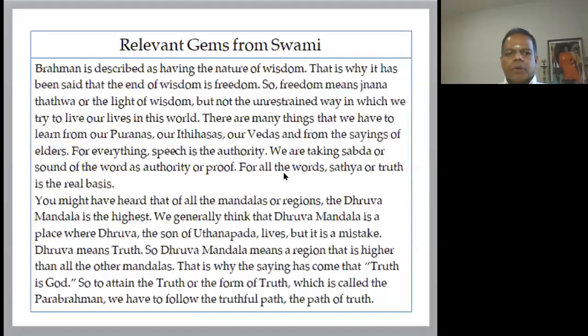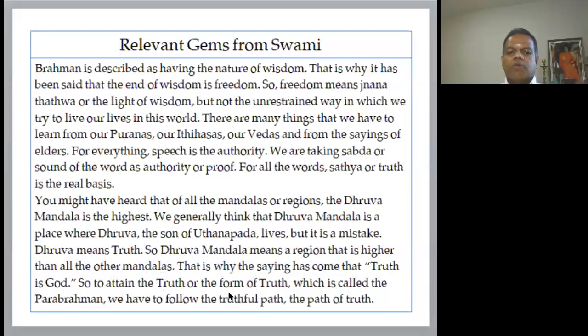We are taking Shabda or sound of the word as the authority or proof. For all the words, Satya or truth is the real basis. You might have heard that of all the mandalas or regions, the Dhruva mandala is the highest. We generally think that Dhruva mandala is a place where Dhruva, the son of Uttanapada, lives. But it's a mistake. Dhruva means truth. So Dhruva mandala means a region that is higher than all the other mandalas. That is why the saying has come that truth is God.